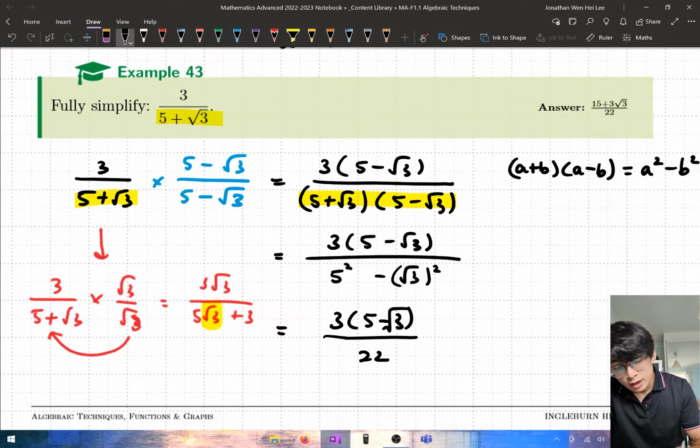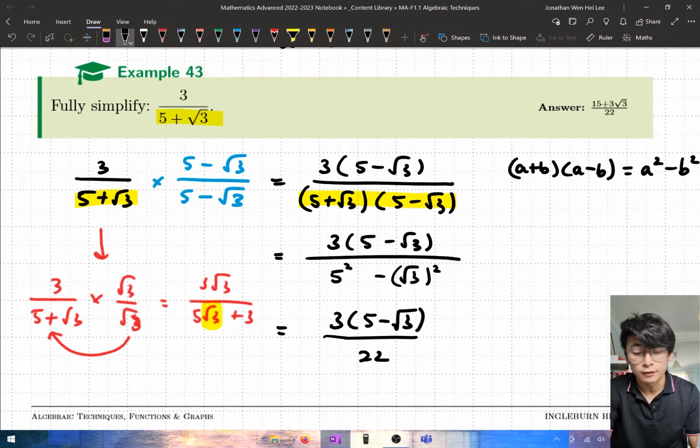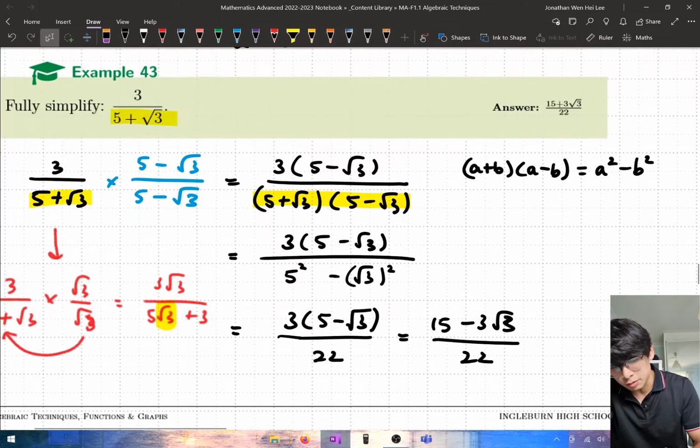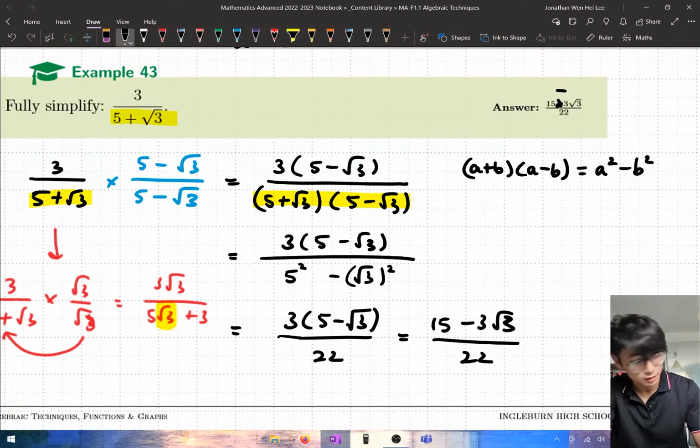And there we go. Now here I would like to also check, can I simplify my fraction any further? Can I cancel out any common terms? In this case, 3 and 22 have no common factor, so I can't cancel anything out. And I can't cancel out individual terms. And so here I can expand out my bracket. So I get 15 minus 3 root 3 over 22. The answers seem to be wrong here. This should be a minus.